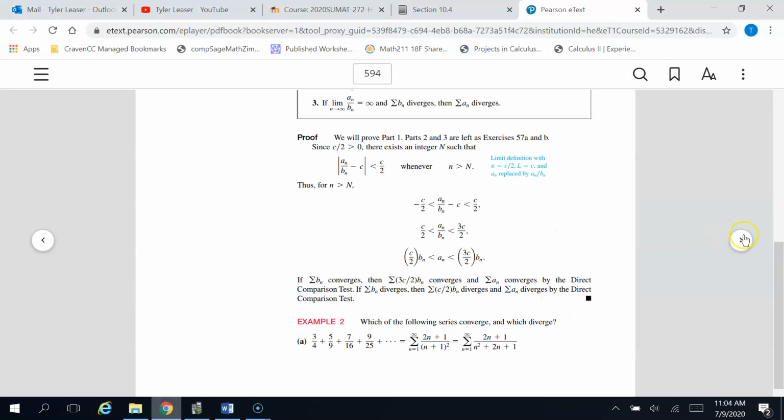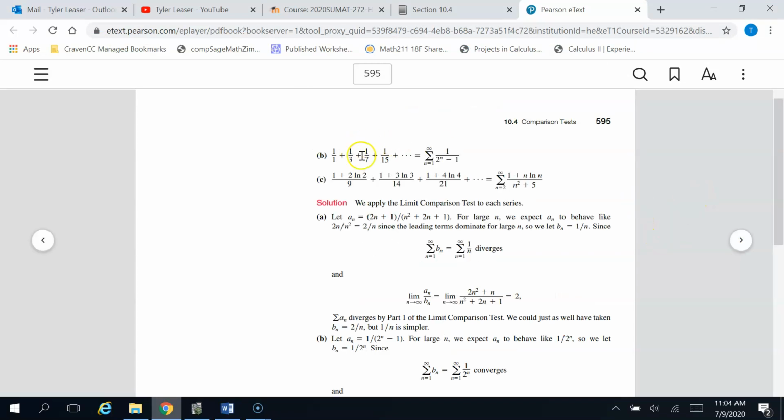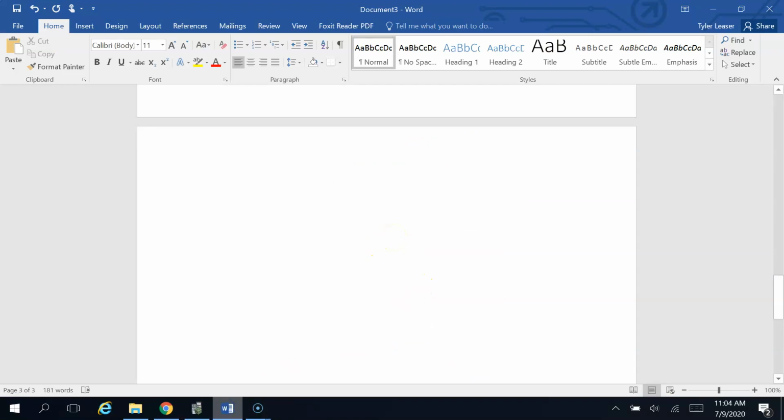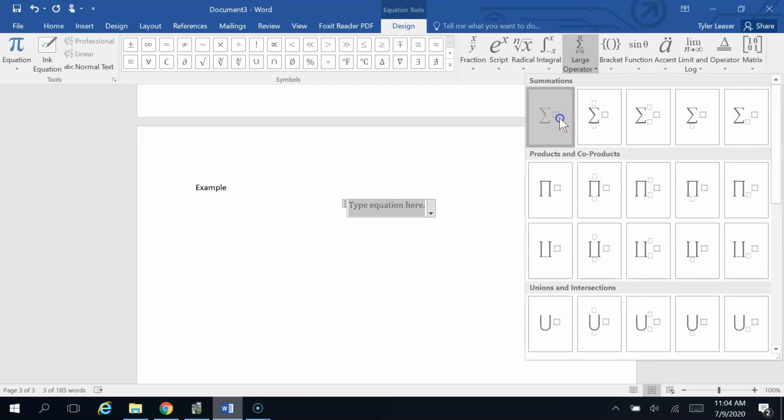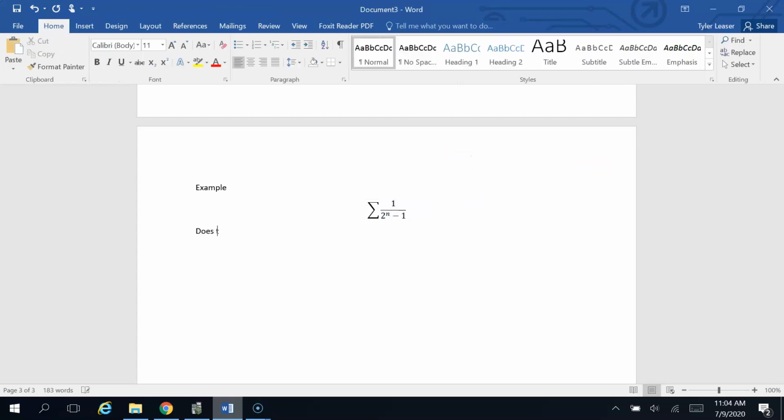So just going back to the book here, let's look at what the next question is. That one's kind of ugly. I guess let's just do this one. So 1 over 2 to the n minus 1. So here we're looking at the series 1 over 2 to the n minus 1. Does this converge or diverge?